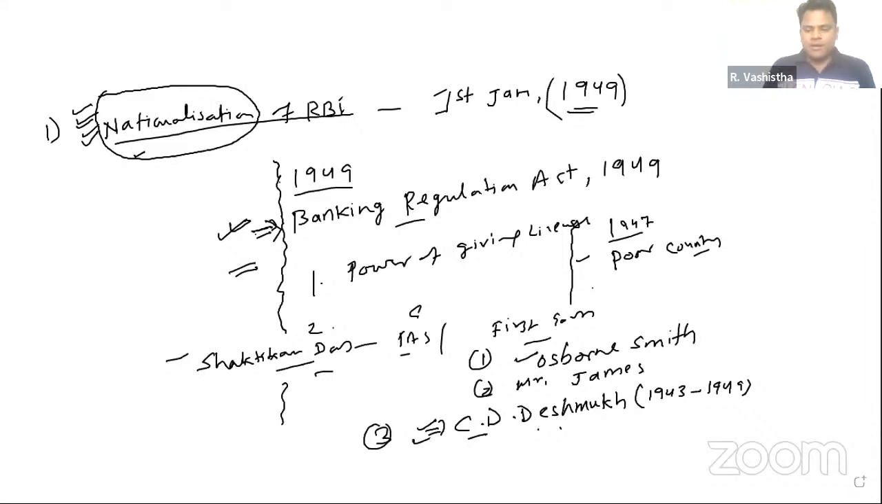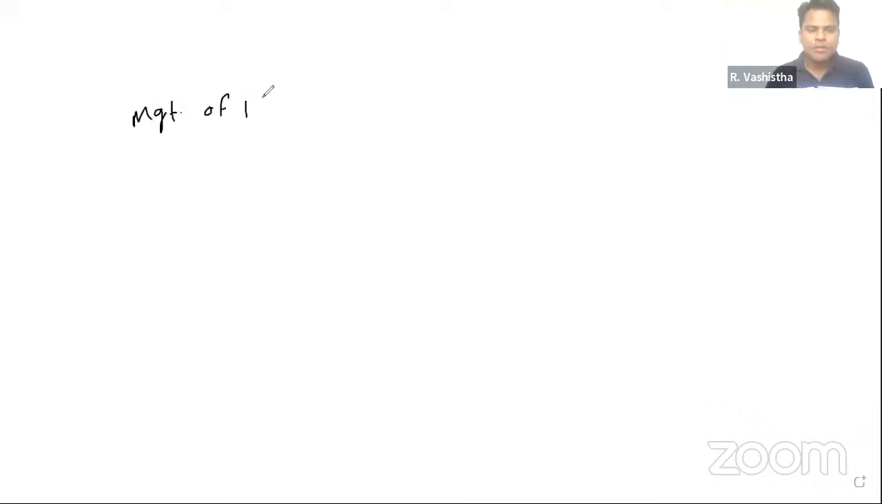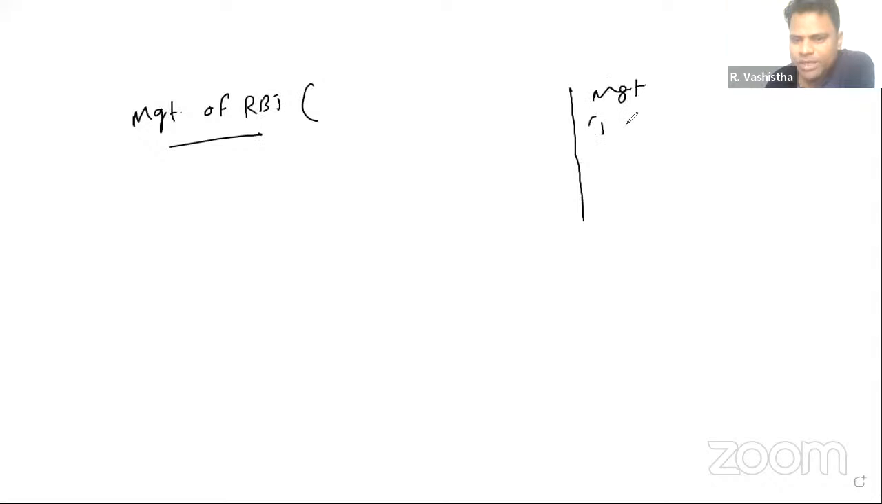Now we'll start the second topic of this chapter. This is about the management of RBI. What we mean by management of RBI here is the most important organ responsible for policy making. Management is about two things. The first important thing is policy making or decision making. And the second is about implementing those decisions. This is what management is all about.